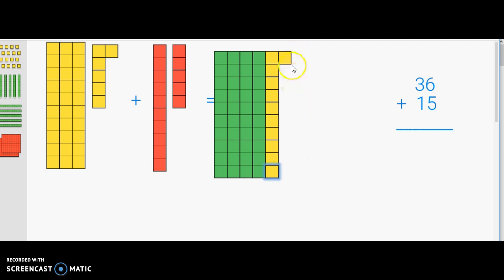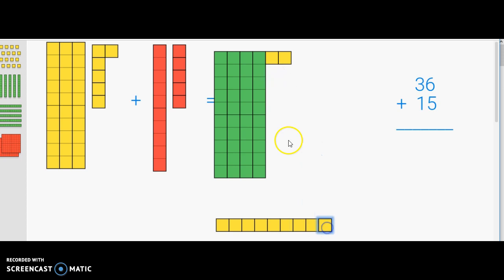However, I now have 11 ones, which means that I could switch a group of 10 for these 11 ones. So I can exchange them: 1, 2, 3, 4, 5, 6, 7, 8, 9, and 10. I can exchange those 10 ones for one group of 10 to be more efficient.